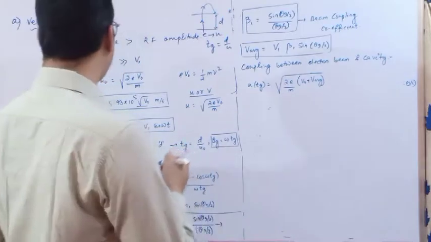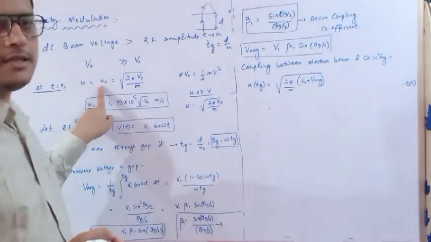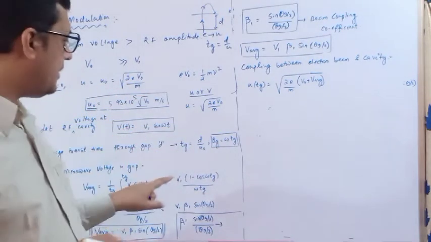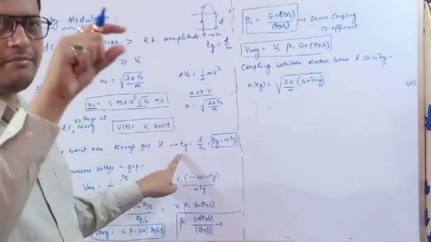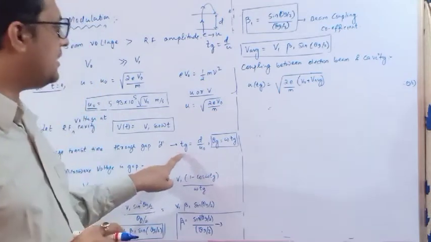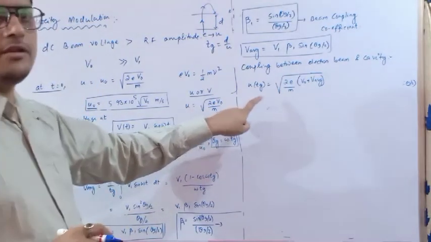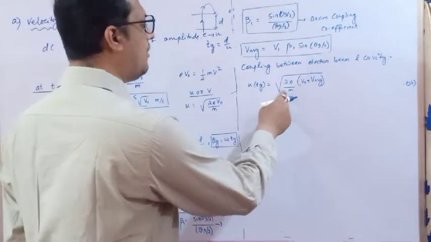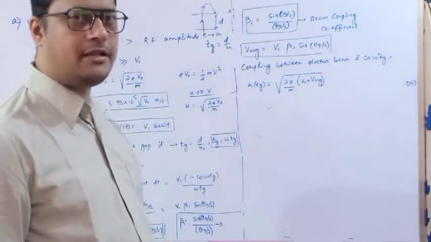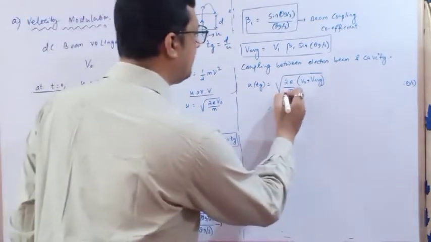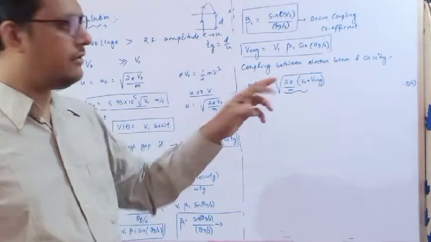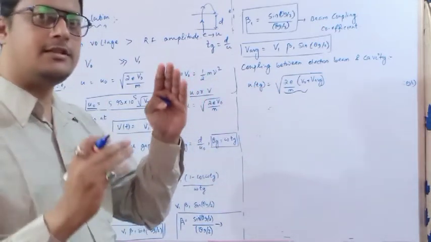Now here you can see I have calculated the velocity at t equals 0, the initial time. Now for a time period, here we have identified Tg. Tg means the gap time period. The electron beams are crossing the gap for a certain time period of Tg. So u of Tg is equal to root of 2e by m times V naught plus V average. Now why have I added V average? Because up to this point the beam has not entered the gap. Now if I write u of Tg, it means the electron has entered the gap.